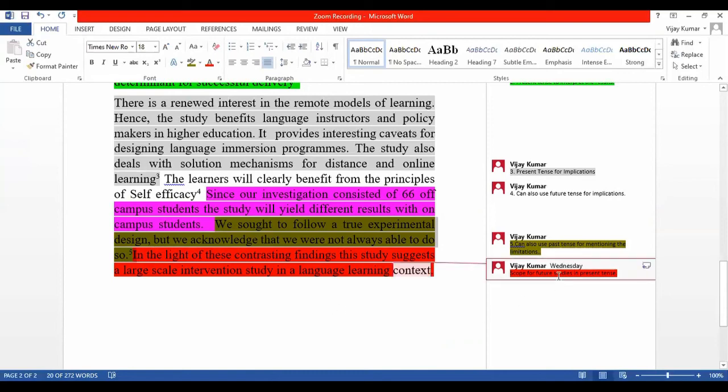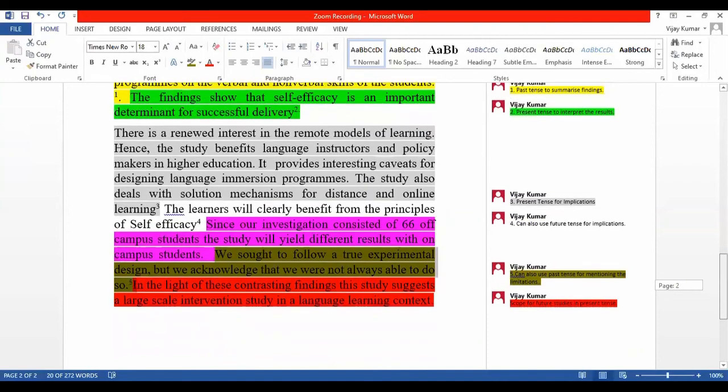Ultimately, whenever you talk about the scope for future studies, it is advisable to use the present tense. So look at the sentence highlighted in red. In the light of these contrasting findings, this study suggests a large-scale intervention study. So you use the present tense for mentioning or referring to the scope of future studies.